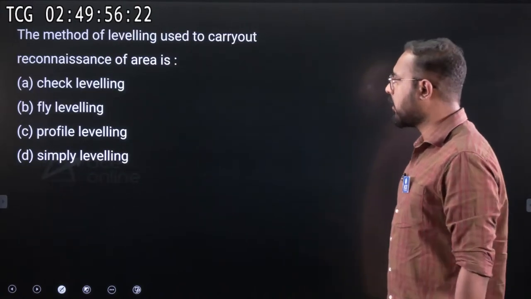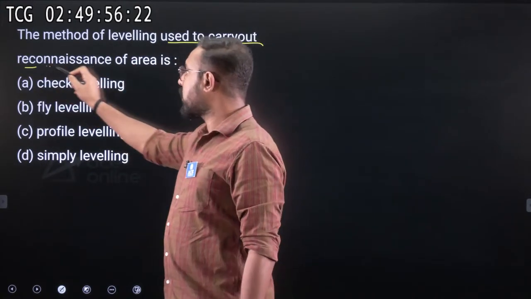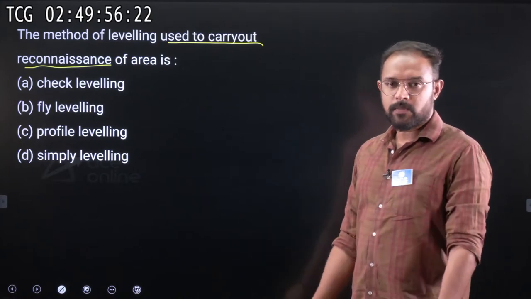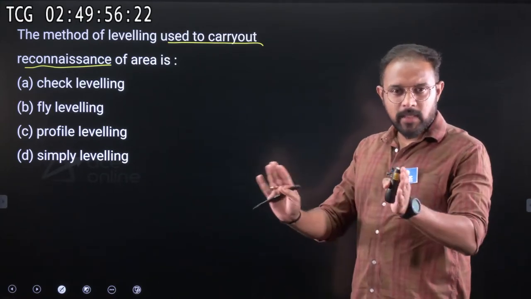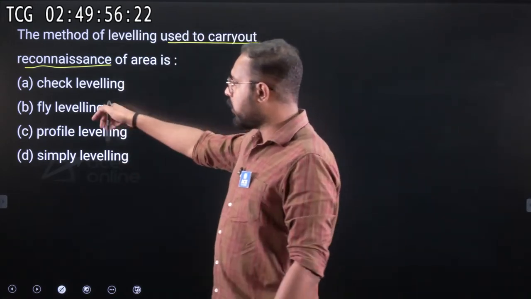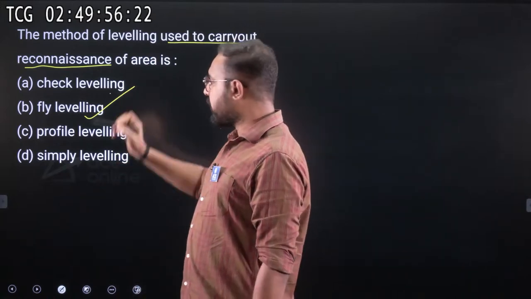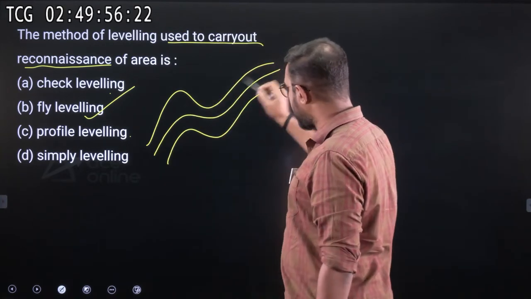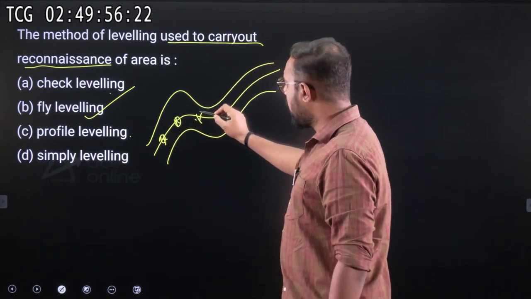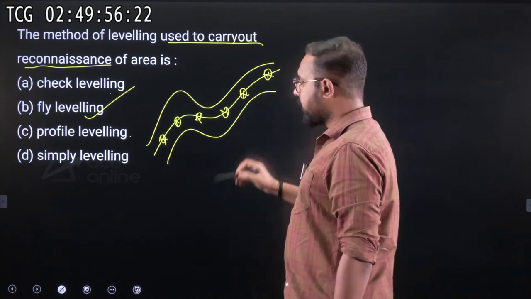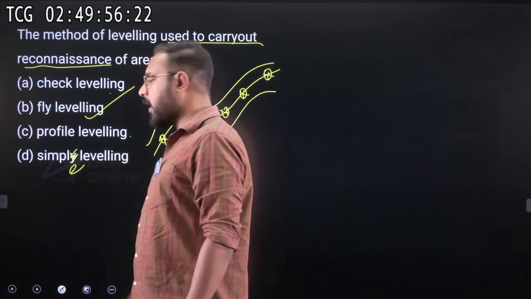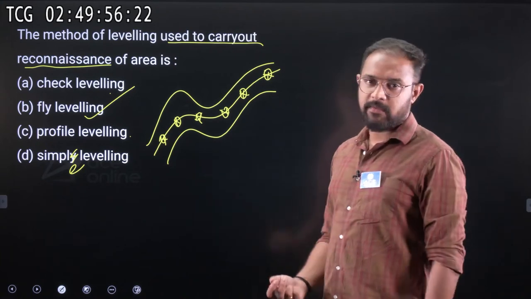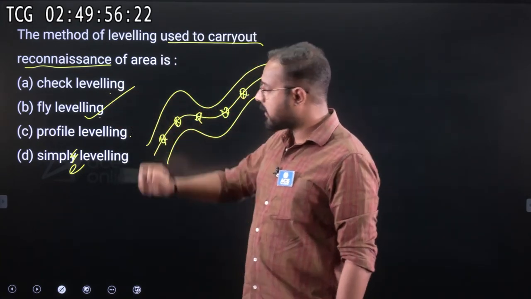That's enough. The method of leveling that is used to carry out reconnaissance work. Reconnaissance means speed is more important for you, accuracy is not that important. Speed has more importance, accuracy is not really necessary. So what kind of leveling we do there? We will do fly leveling. Check leveling is done to check the accuracy of field work. Profile leveling is conducted along center line of a proposed project. Here there is a proposed project, we'll do profile leveling along the center line of that. Simple leveling is nothing but a type of leveling in which only one instrument station is required. When multiple instrument stations are required, we will go for differential leveling. So the best possible answer here is fly leveling.